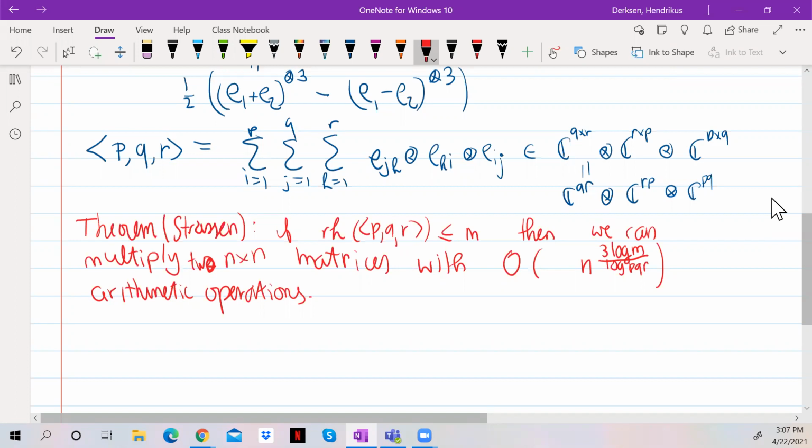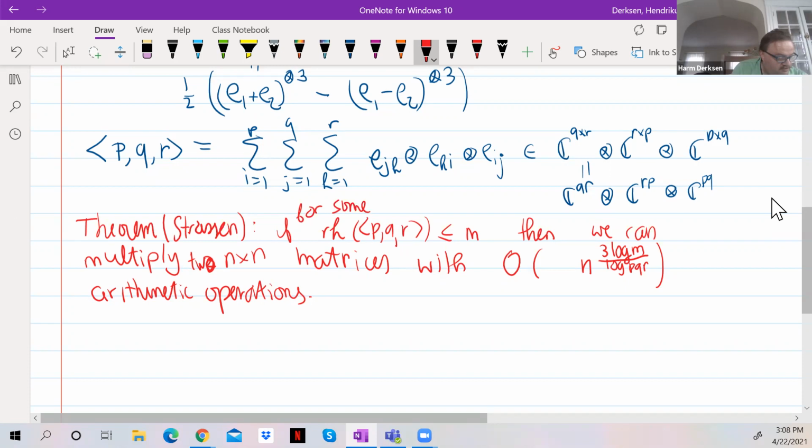But you need this inequality on the rank for what? For which p's, which q's, and which r's? For any p, q, and r. If I have this inequality for any p, q, and r... Well, they probably shouldn't be all one. I think that's the only condition, because otherwise you get also zero by zero. But you're assuming this bound M on the rank is uniform in P, Q, and R? No, sorry, if for some P, Q, R, and M we have that, then we get a result for all n. I only need one of these tensors to have small rank, and then I get something asymptotic for all n.